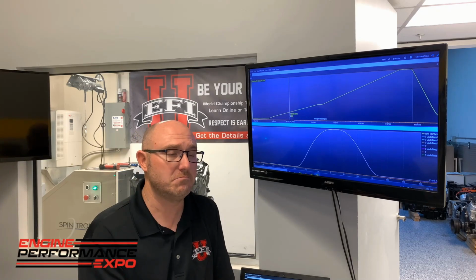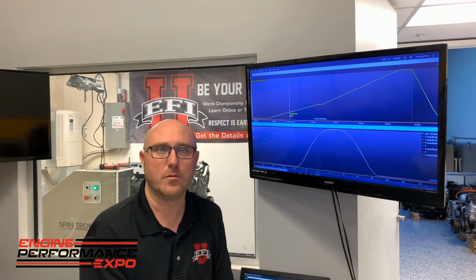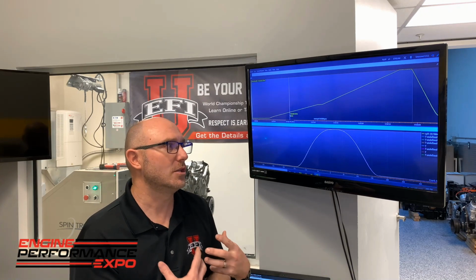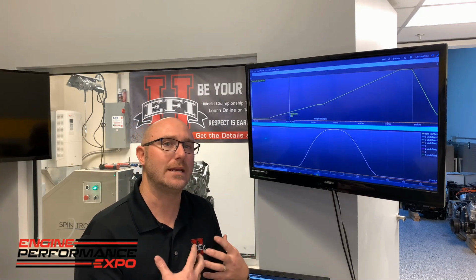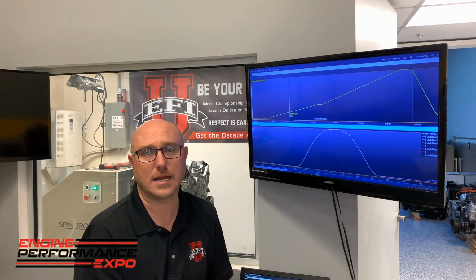We just ran the engine. It was either good or it wasn't good, and we would change parts until we got what we wanted. What the Spintron does is it's a machine that allows us to look at and measure and create data about the behavior of the valve train as the engine's actually running.